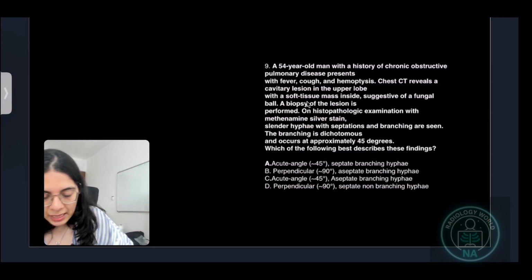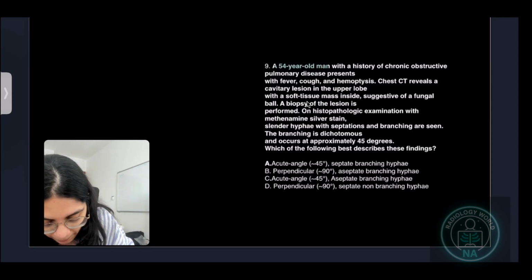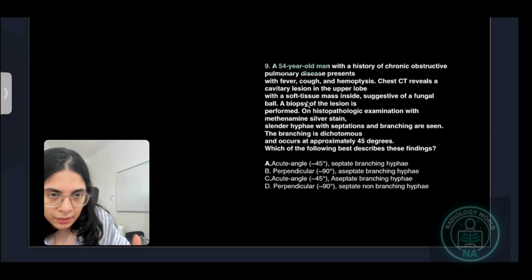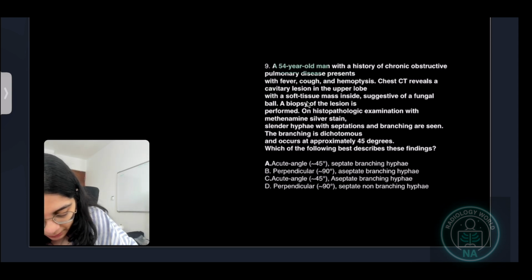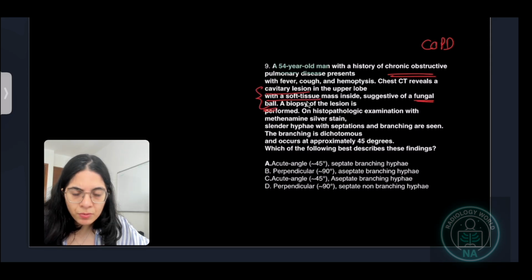So my advice to you is either you highlight, you usually get the option of highlighting in your exams. So the patient is a 54-year-old man, or you just underline the most relevant history. Here the patient is having COPD, so COPD history is there. Chest CT reveals a cavitary lesion in the upper lobe with a soft tissue mass suggestive of a fungal ball. So the patient is having a fungal ball. Some acute presentation is there: there is hemoptysis, there is some fever and some cough.